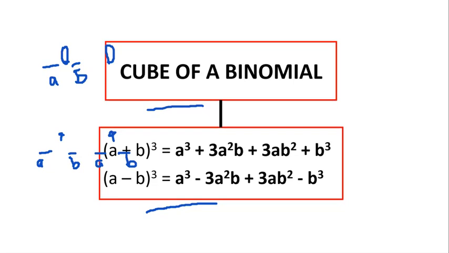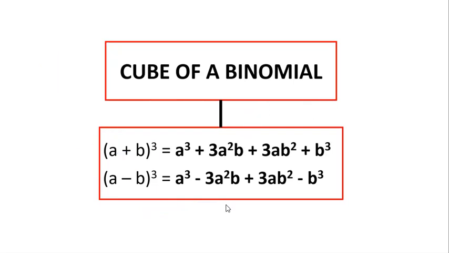Now, let's proceed with the third special product, the cube of a binomial. Now, when we are getting the cube of a binomial, if the operator is addition, we will use the first pattern. A plus b cubed is equal to a cubed plus 3a squared b plus 3ab squared plus b cubed.